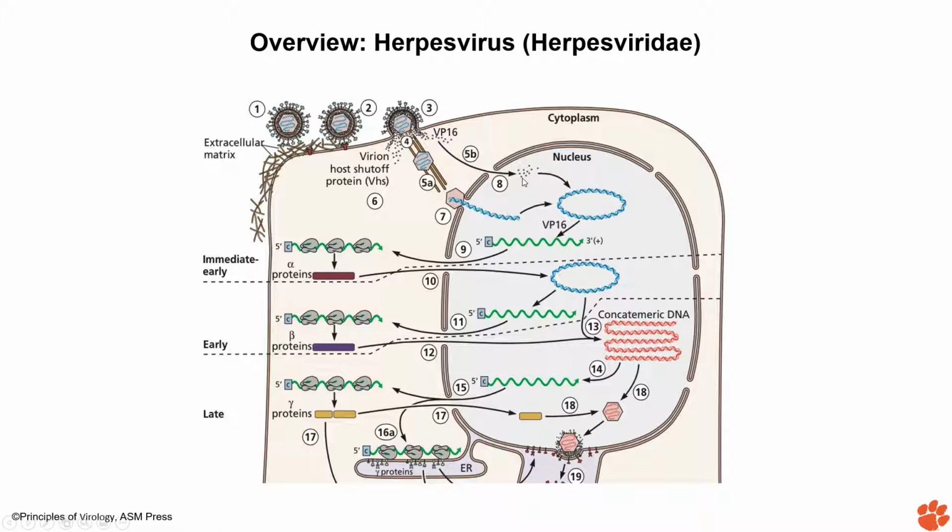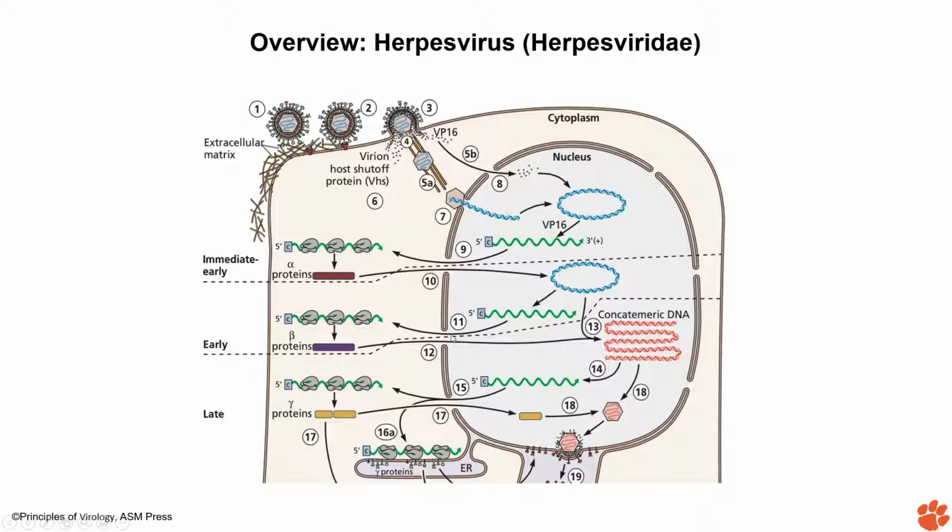So VP16, right here you can see, controls the transcription of the immediate early mRNAs. And these mRNAs produce the proteins which are called the alpha proteins. There are so many of them, you just cannot name them. So it's just a bunch of proteins called the alpha proteins. It's divided into alpha, beta, gamma, just for ease. The same way, alpha proteins go into the nucleus, influence the transcription of the beta mRNAs, which are exported to form the beta proteins.